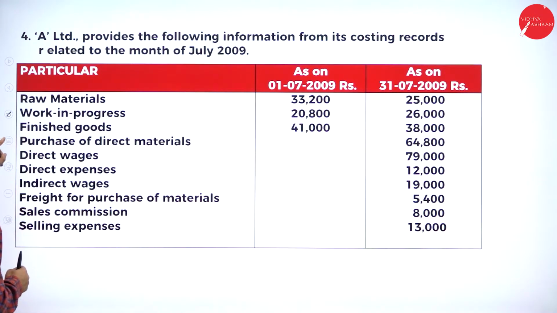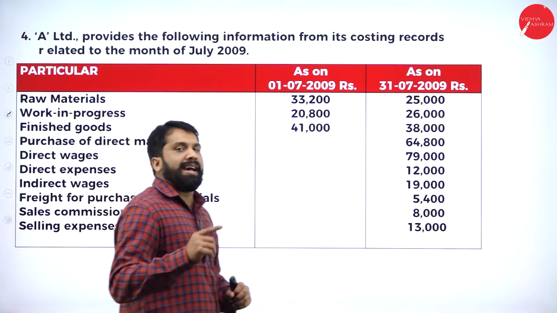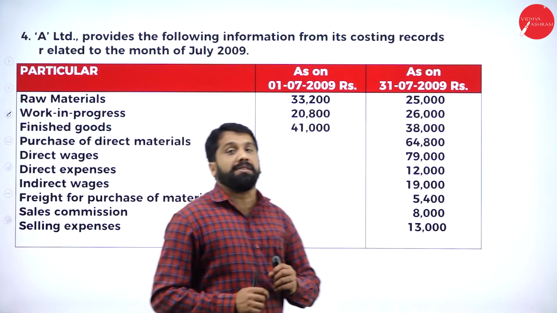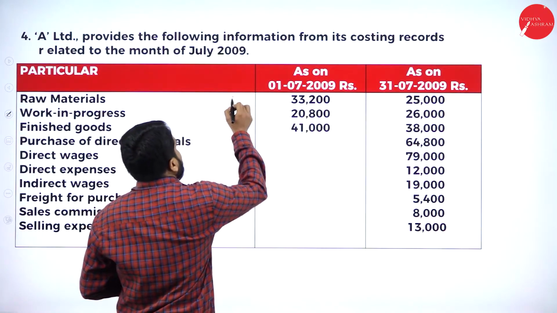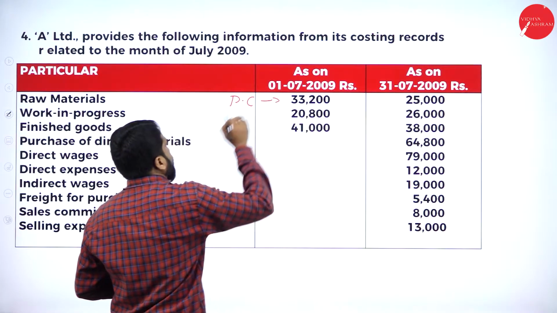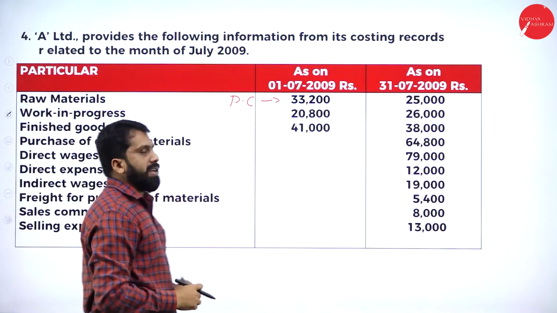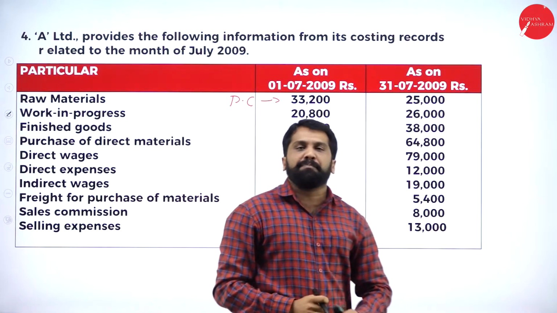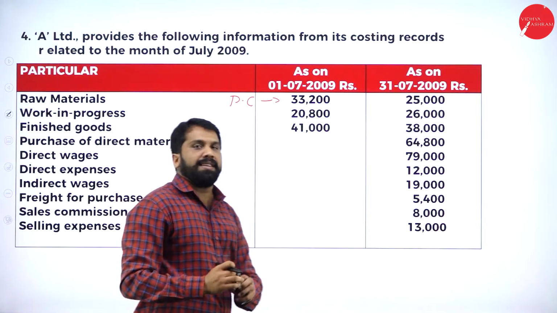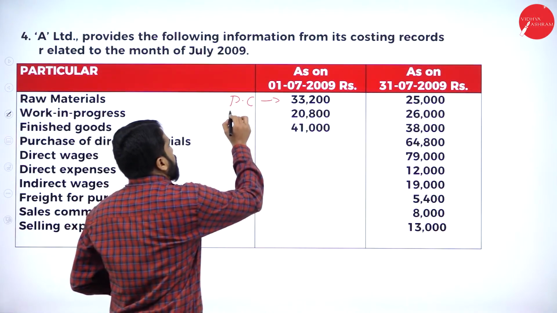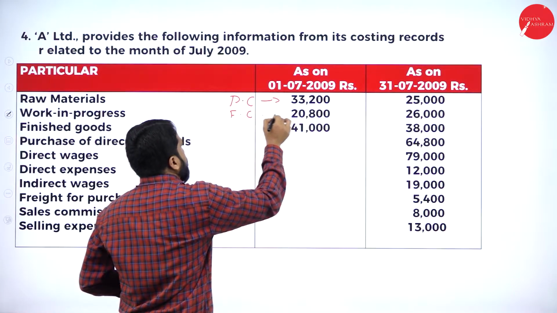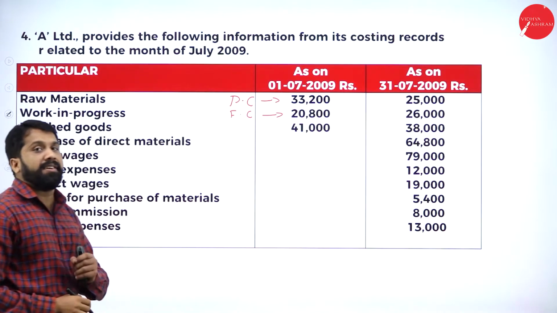Now, first one will be your raw material. As I told you, opening and closing raw material will come under what? Yes, these things will come under prime cost. Then work in progress. Work in progress comes under what? Yes, it will come under factory cost.